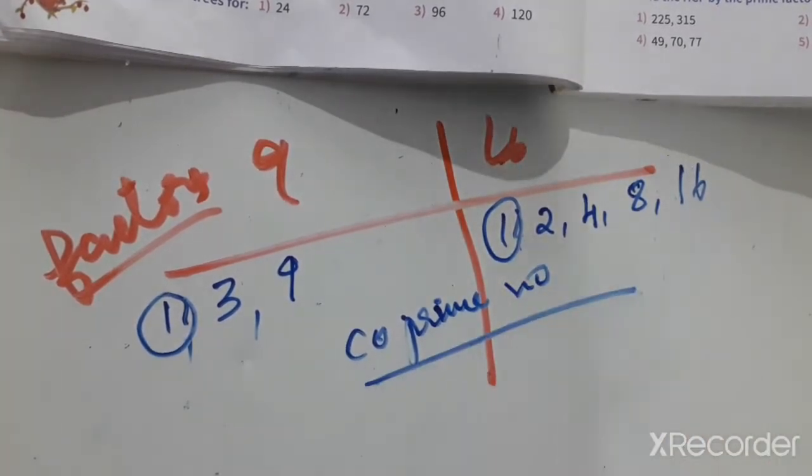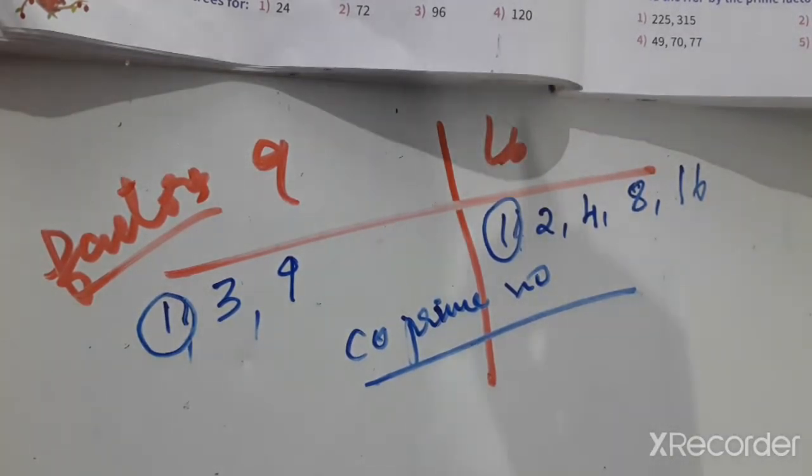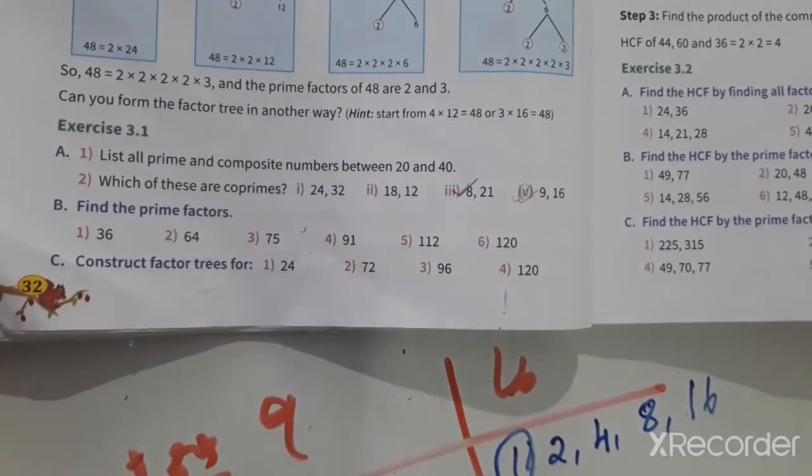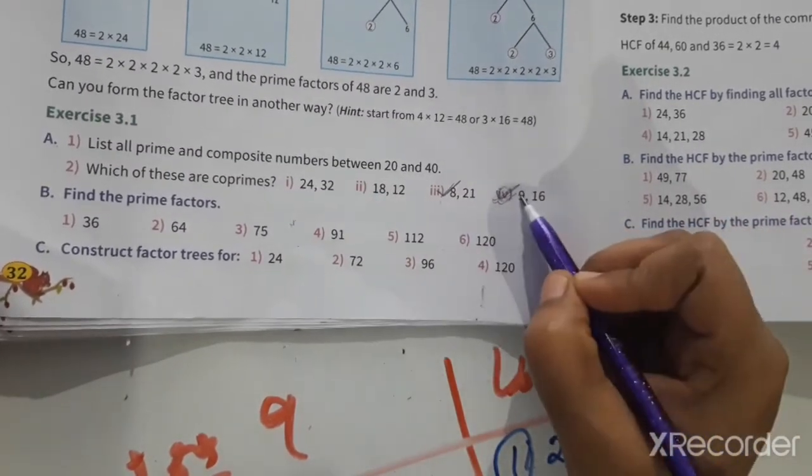Only 1 is a common factor. After comparing any two numbers, if only 1 is a common factor, then the numbers are co-prime numbers. So third question, 8 and 21 are co-prime numbers, and 9 and 16 are also co-prime numbers. These two pairs are co-prime numbers.